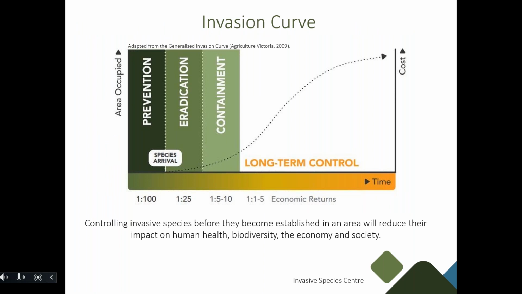So this graphic here depicts the invasion curve. This illustrates the feasibility of eradicating an invasive species over time. And as you'll see, the feasibility decreases over time to the point where it's no longer possible to fully control a species. So this red circle, this is where we like to focus at, which is before or at species arrival. So that could be arrival into Canada, into Ontario, or into your community specifically. Because the earlier a species is detected, the better.